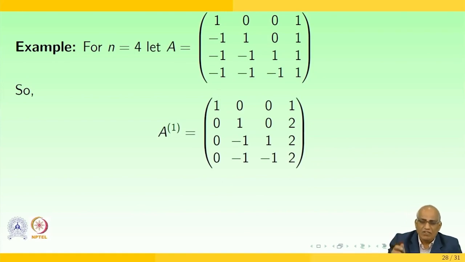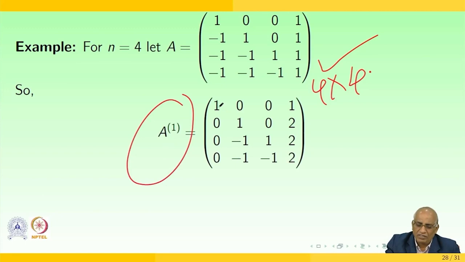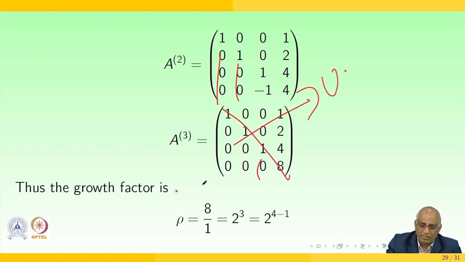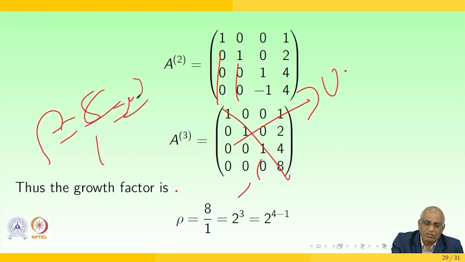So for example, if you take this matrix, look at over here, 4 rows, 4 columns. If you use this A1, this is the one which we did, these are all zeros. And in the next step when you do this, this will become zeros, zeros, and this is zeros. So that's what you got, this upper triangular matrix. So what is the growth factor over here? Rho is equal to 8 by 1, that is 2 cube by 1. So 2 cube can be written as 2 power 4 minus 1.